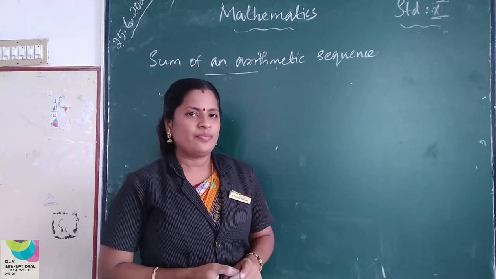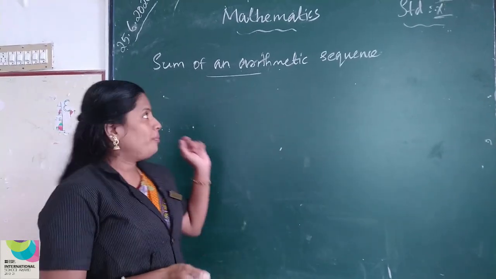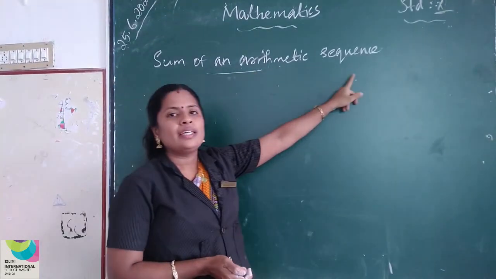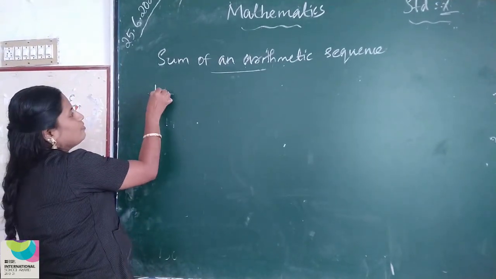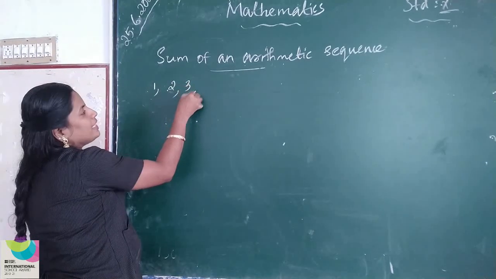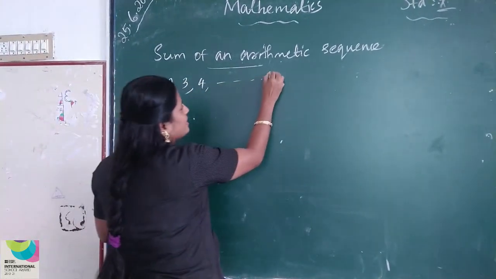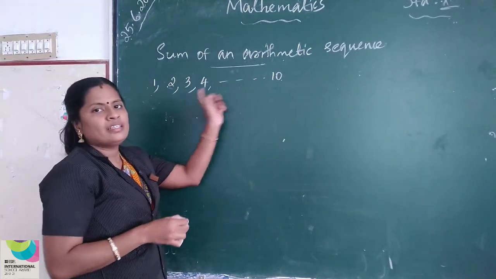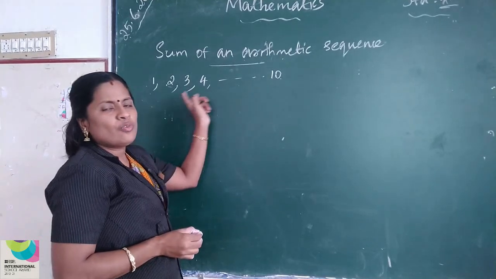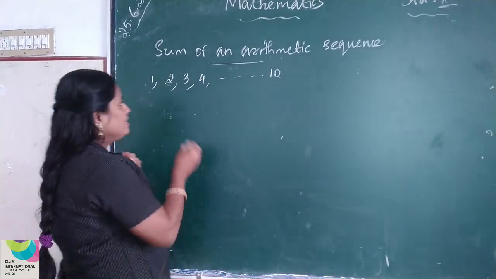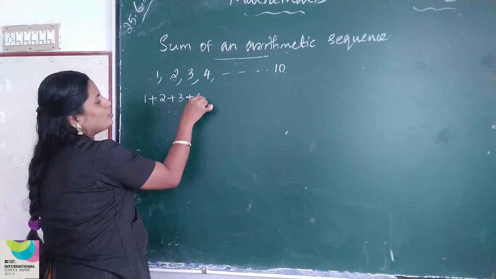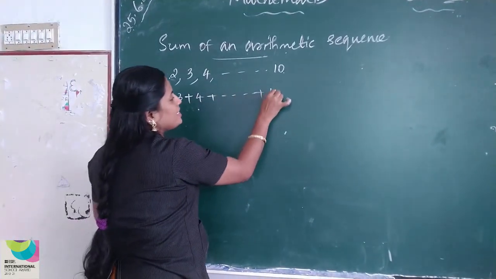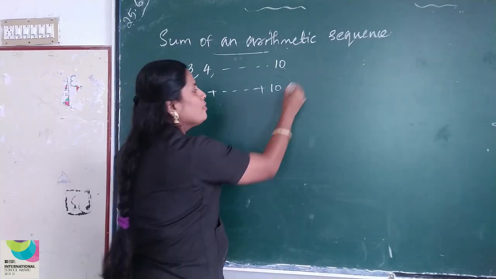Very good Kirti. Okay. The next topic is the sum of an arithmetic sequence. I will give you an example. 1, 2, 3, 4, etc. up to 10 is an arithmetic sequence. So what is the sum of the sequence? That is 1 plus 2 plus 3 plus 4 plus etc. plus 10, which is equal to 55.